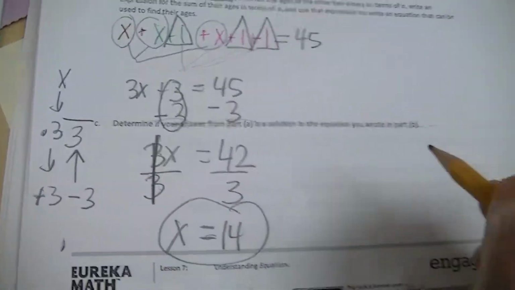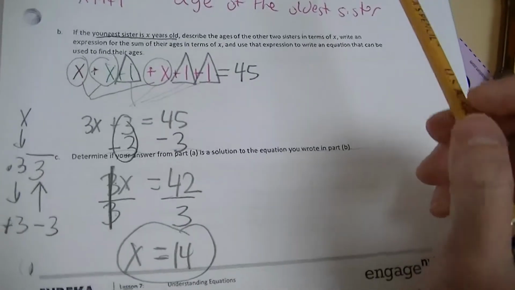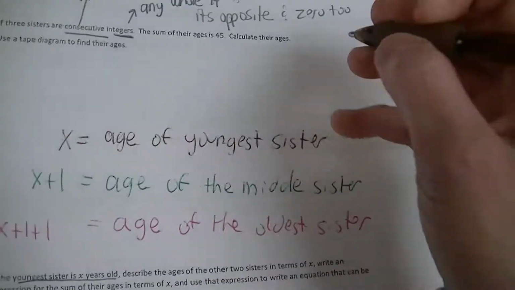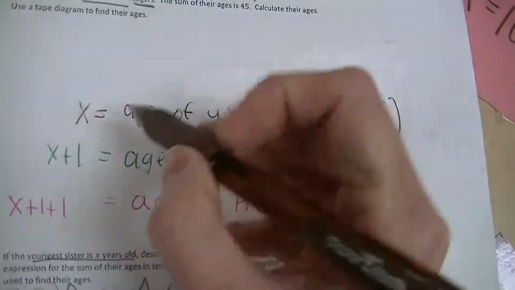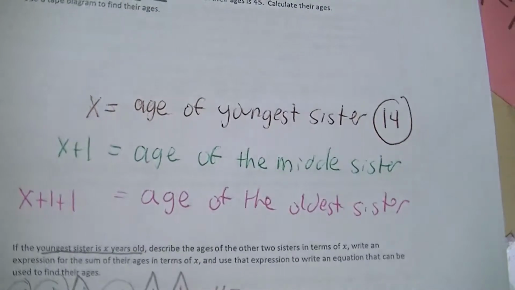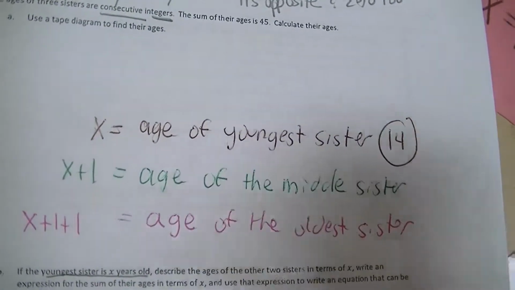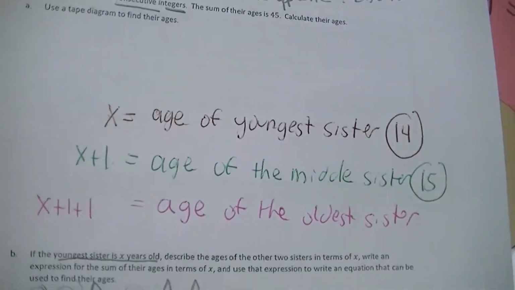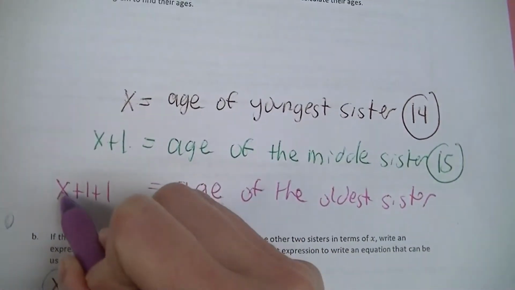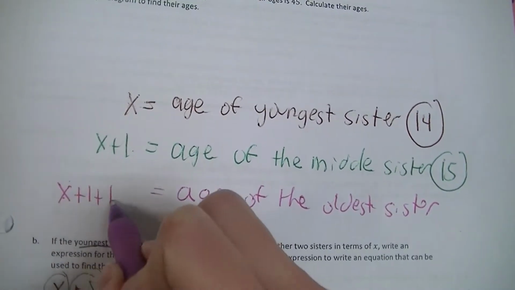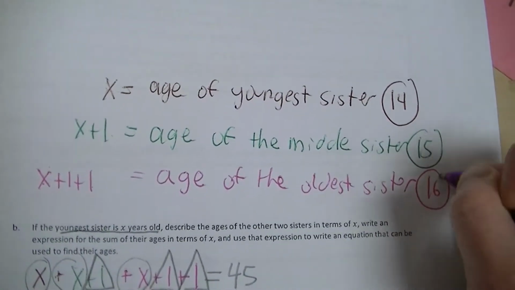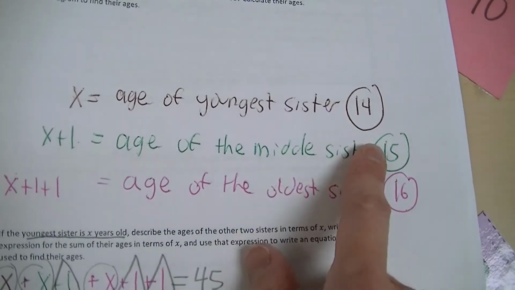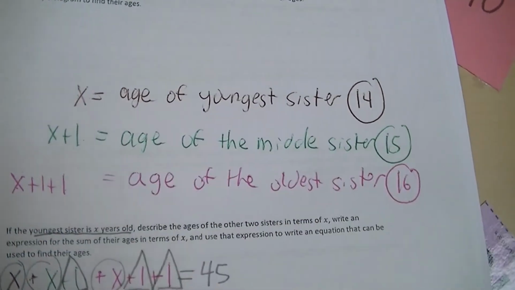We're not done because it wanted us to know the ages of the 3 girls. So if the first girl, I'm going to go back up here, that first girl's age, she's 14, because we just substituted it there. And then for the middle girl, we'd put 14 plus 1, which is 15. And for that oldest girl, we'd substitute that 14 right there. 14 plus 1 more is 16. So there are the 3 ages of those girls. And notice they are consecutive integers, 14, 15, and 16. And their sum, when you add them together, is 45.